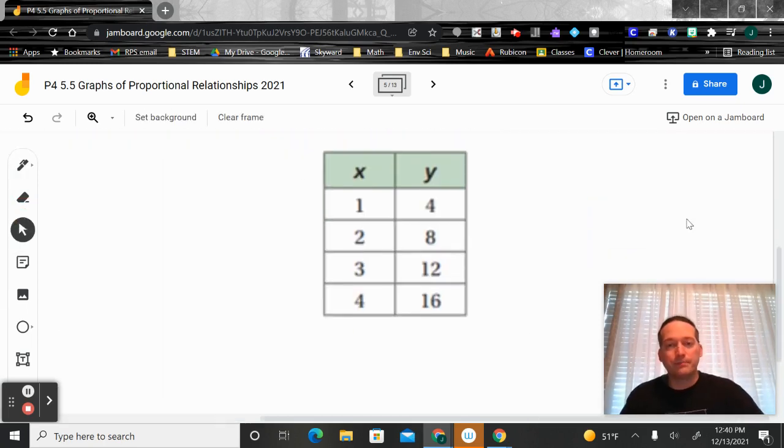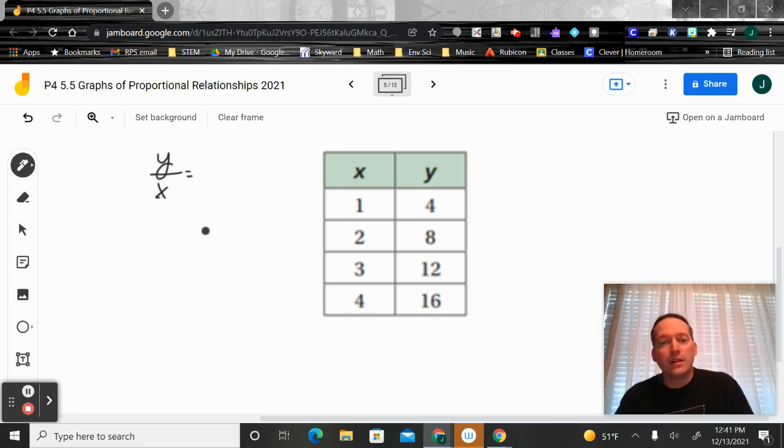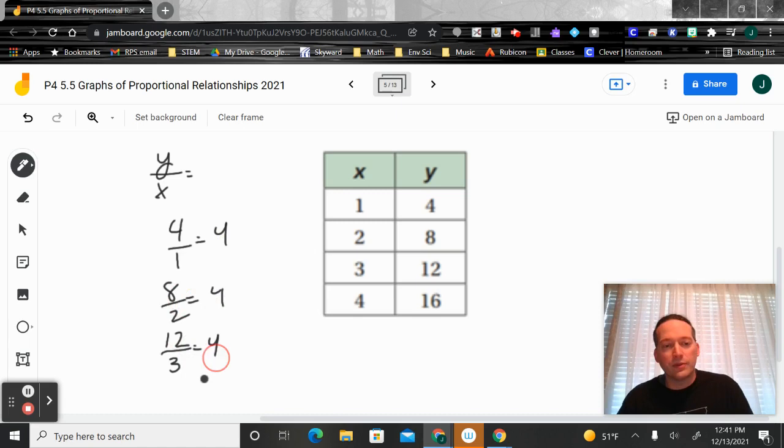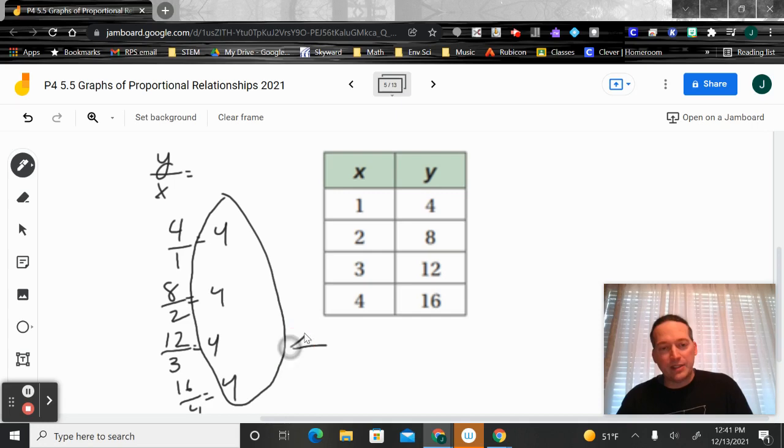Let's come over to this one. Now, it doesn't give you a 0, 0 point. Doesn't mean that it can't be proportional. So we'll do the y divided by the x. Okay, so 4 over 1 equals 4. 8 over 2 equals 4. 12 over 3 equals 4. 16 over 4 equals 4. So you see, every single time when I divide the y coordinate by the x coordinate, I get 4. Okay, so that tells me that this is proportional.